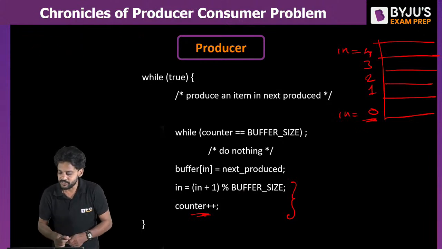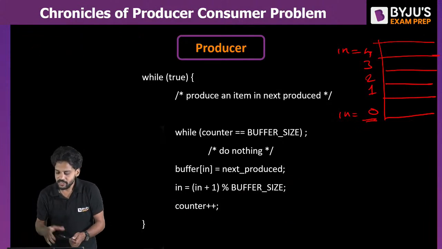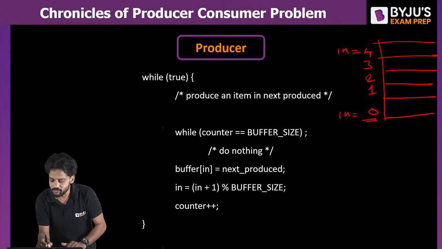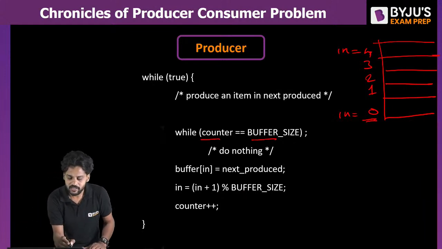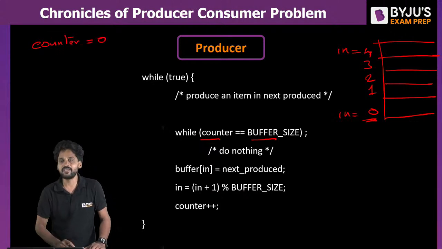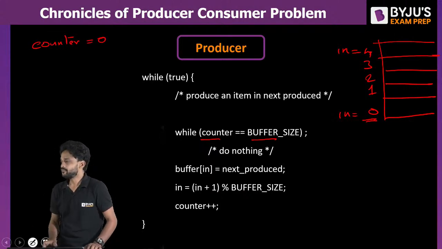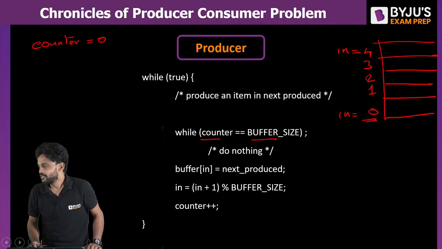So the producer, when gets scheduled, will check only one thing. Is the counter equal to buffer size? Initially, counter is equal to 0. Is it making sense or not?